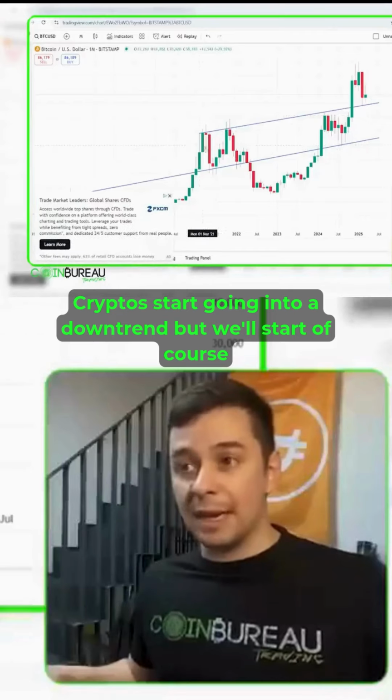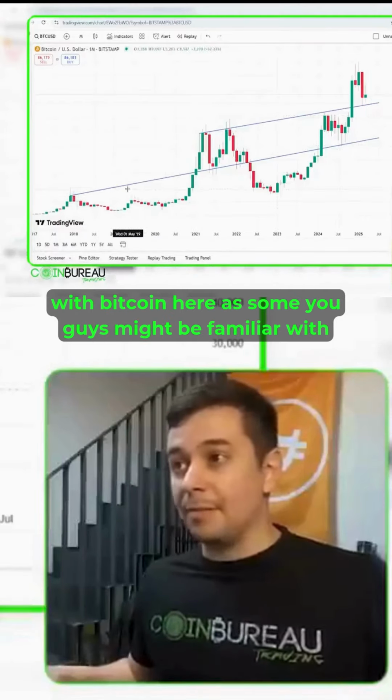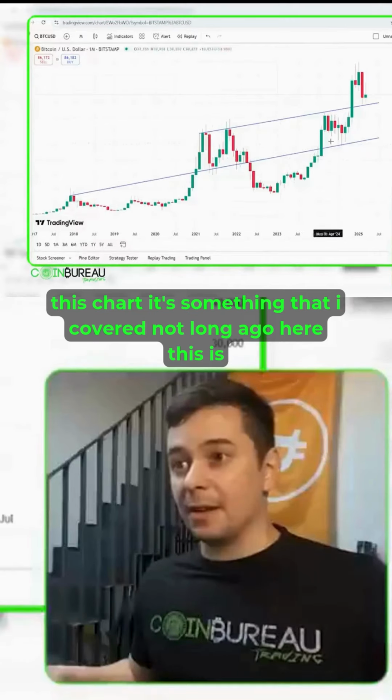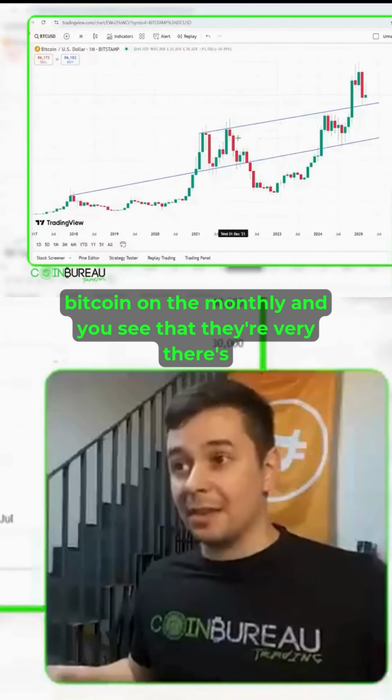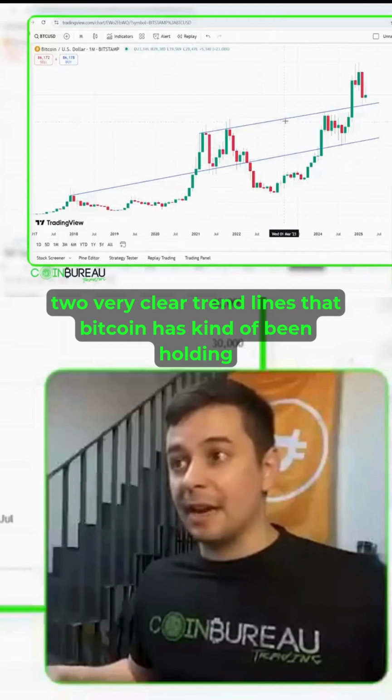cryptos that start going into a downtrend. But we'll start, of course, with Bitcoin here. Some of you guys might be familiar with this chart. It's something that I covered not long ago here. This is Bitcoin on the monthly, and you can see that there's two very clear trend lines that Bitcoin has kind of been holding here.